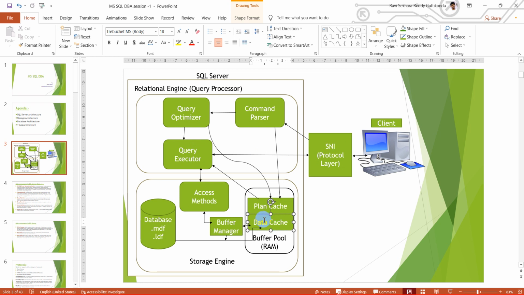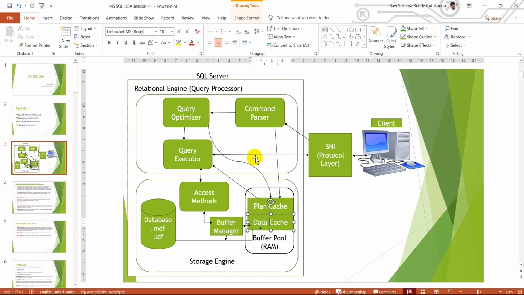If there is no data found in the data cache, the buffer manager will pull the required pages from the database MDF file on the disks, and it will keep a copy in the data cache. Once the copy is placed in the data cache, the same data will be transferred to the access methods, from access methods to the query executor. The query executor will process the data and send the results back to the client machine. This is how it will work.